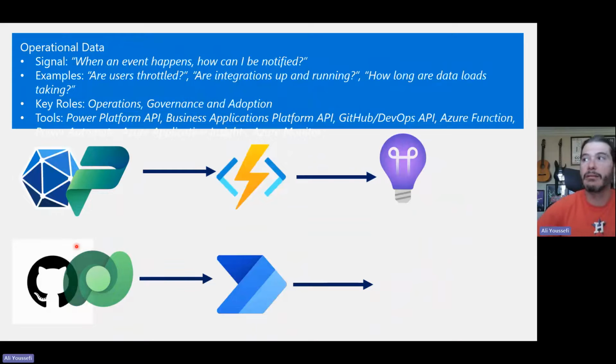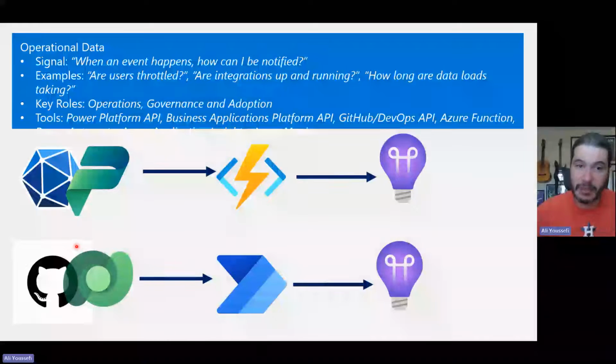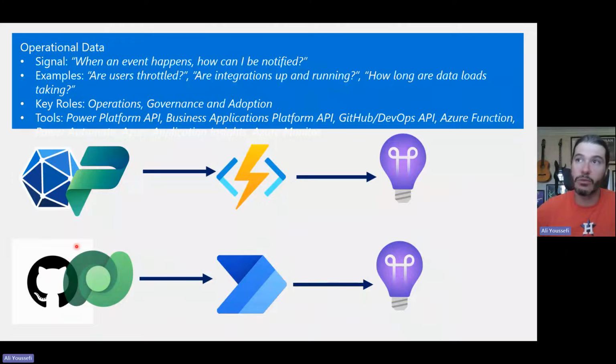Finally, for operational data, when an event happens, how can I be notified? Examples are, hey, are users being throttled? Are integrations up and running? How long are data loads taking? Some key roles here: operations, governance, and adoption teams. Some of the tools we'll see are the Power Platform API, the Business Applications Platform API. Maybe if you're using ALM and automated deployments, GitHub and DevOps APIs, Azure Functions, Power Automate, Azure Application Insights, and Azure Monitoring here.